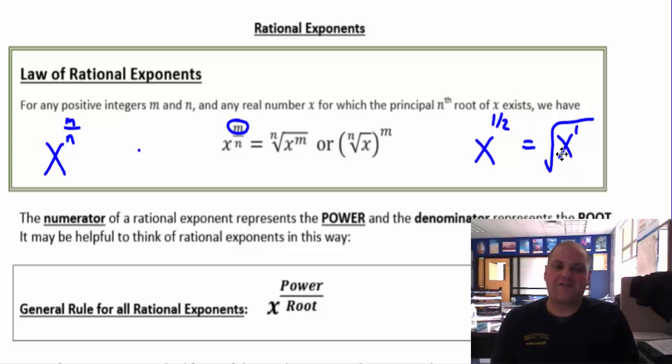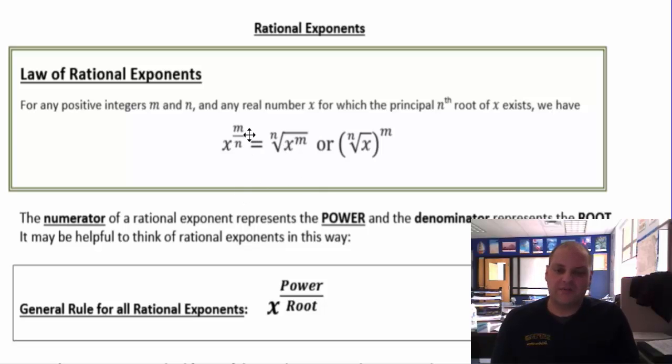X raised to the 1/2 is like the square root of x. If it was to the 1/3, it would be the cubic root of x. If it was to the 1/4, it would be the fourth root. If I throw a 2 up there, then I go x squared. Okay? And that's the kind of stuff we're going to be practicing. And you can see the rules right here. M is the exponent or the power, and n is the root. M is the power, n is the root.